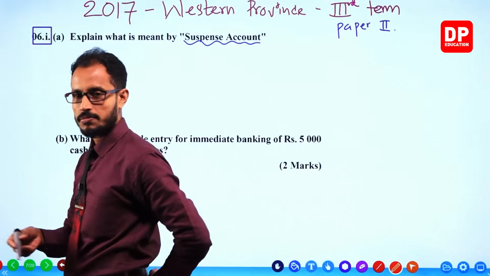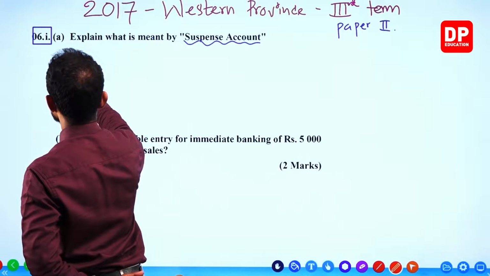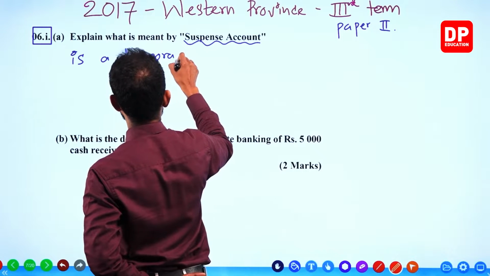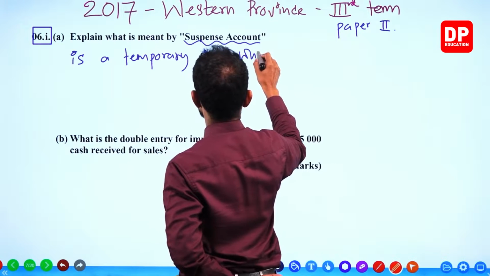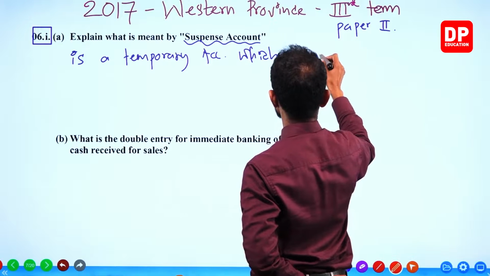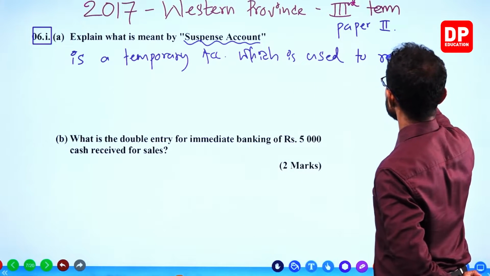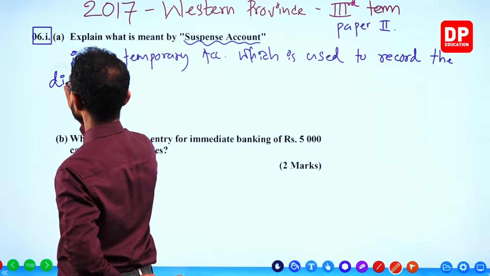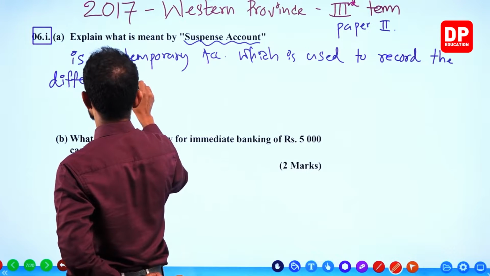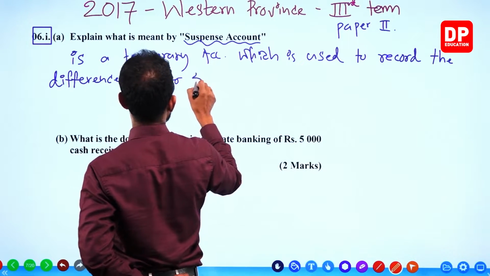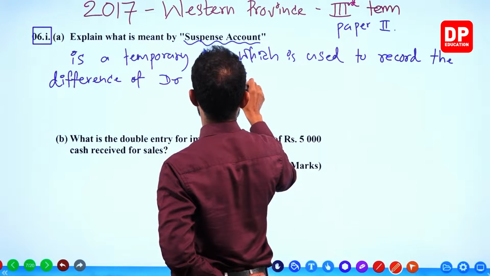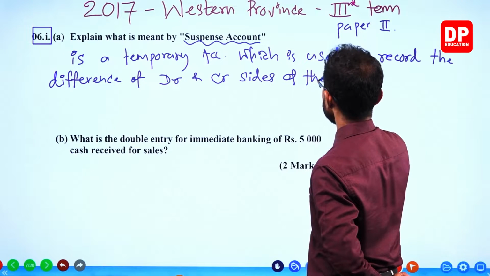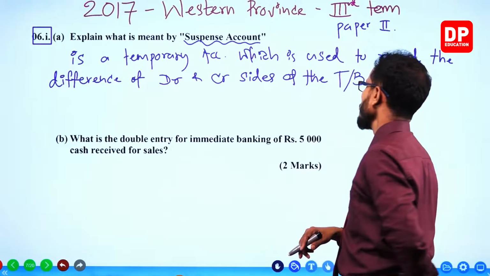Yeah, so you can write it in this manner. Suspense account is a temporary account which is used to record the difference of debit and credit sides of the trial balance.